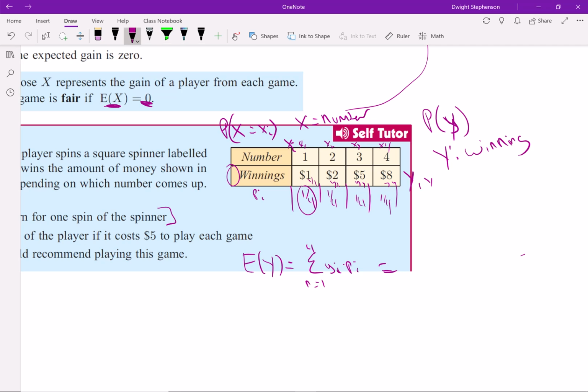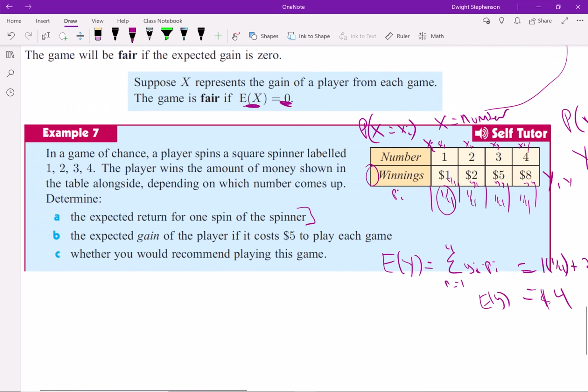And so in this case, we would get $1 times 1/4, right? You have a fourth of a chance of getting $1. 2 times 1/4, you have a fourth of a chance of getting $2. 5 times 1/4 plus 8 times 1/4. And if you do all that math, you end up with 4. So on average, your expected return on any spin is $4, right? By the law of large numbers, if you did this enough, you would find that your average return is $4. You're expected to get about $4 on each turn, right?